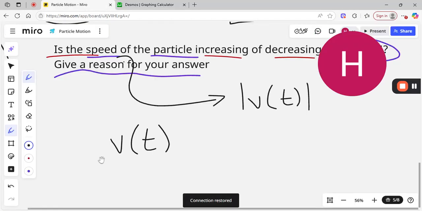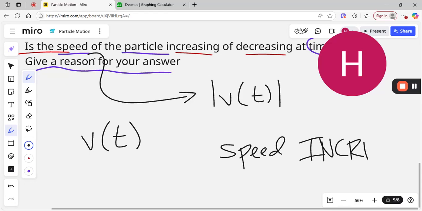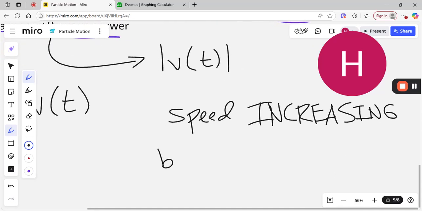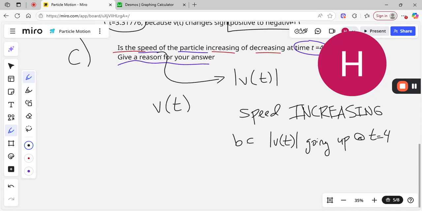So we can justifiably say speed increasing because the absolute value of the velocity is going up at t equals 4.